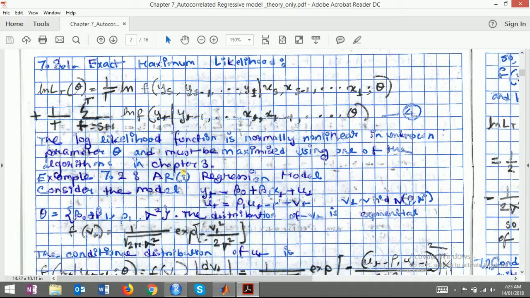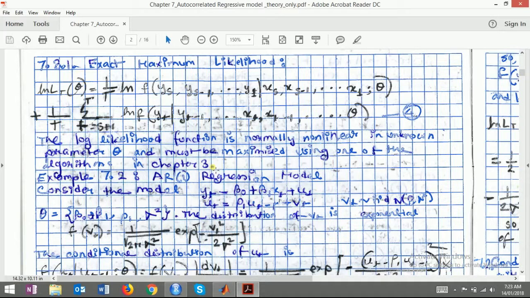The log likelihood function is normally nonlinear. Now you see, it is very important: the nonlinear regressions will come into use from here on. The log likelihood function is normally nonlinear in the unknown parameter theta and must be maximized using one of the algorithms in chapter 3, by which we talk about Gauss-Newton or Newton-Raphson or BHHH, any of the algorithms we're going to use.